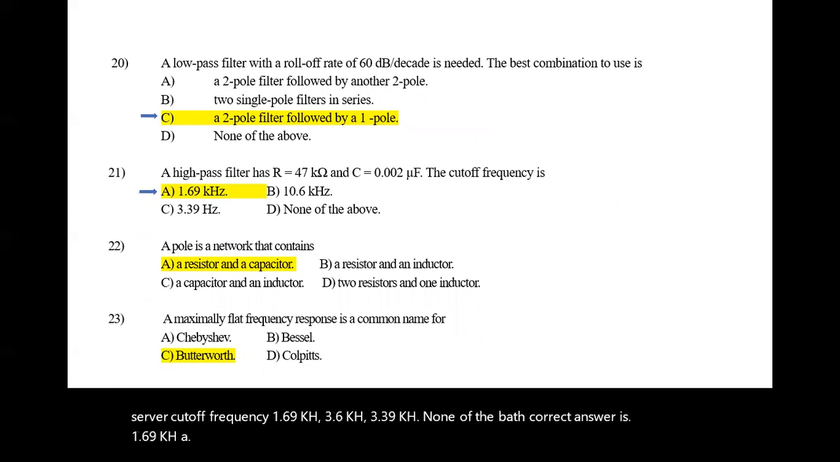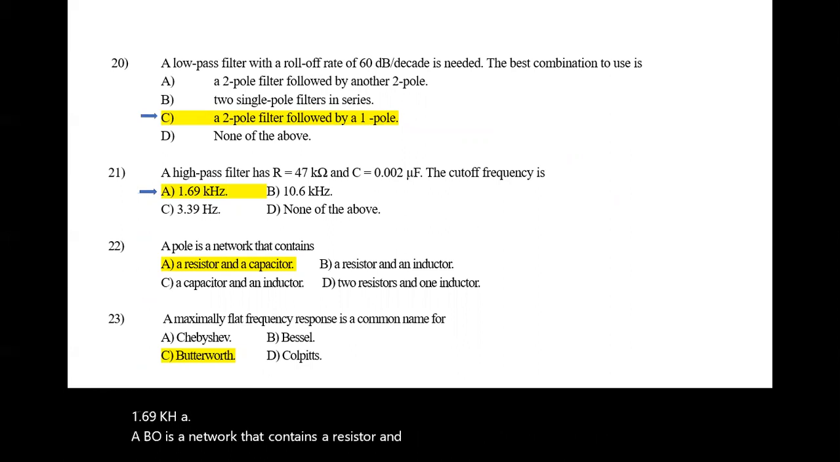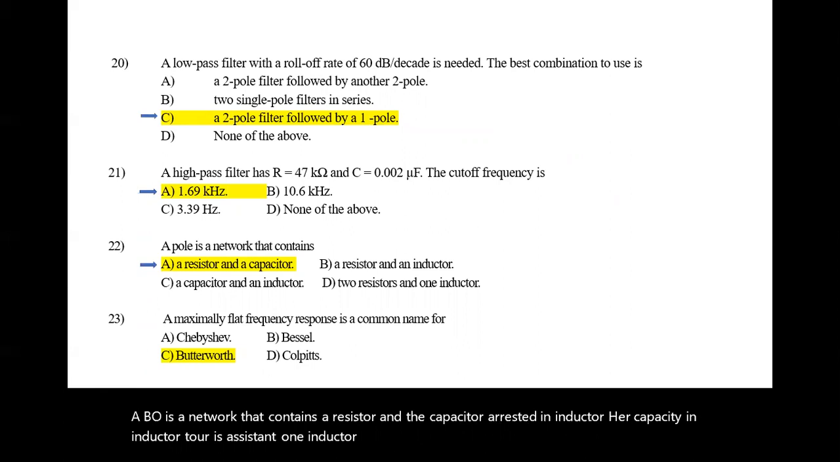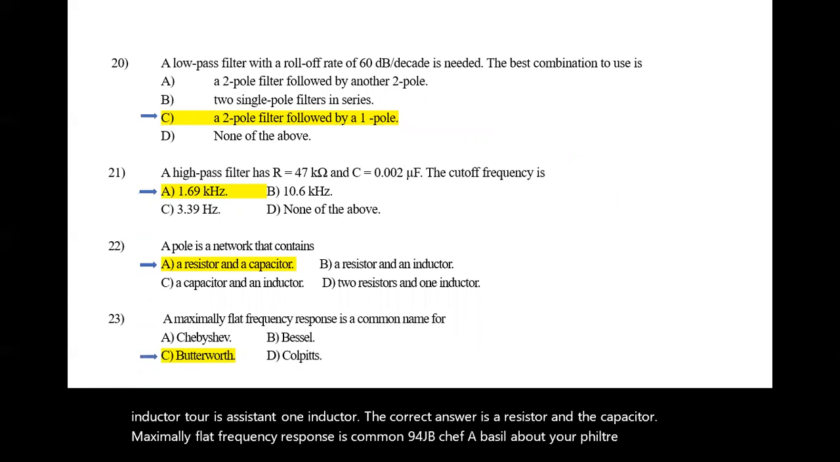A pole is a network that contains a resistor and a capacitor, a resistor and an inductor, a capacitor and an inductor, or two resistors and one inductor. The correct answer is a resistor and a capacitor. Maximally flat frequency response is the common name for a Chebyshev, a Bessel, a Butterworth filter, or a Colpitts. The answer is a Butterworth filter.